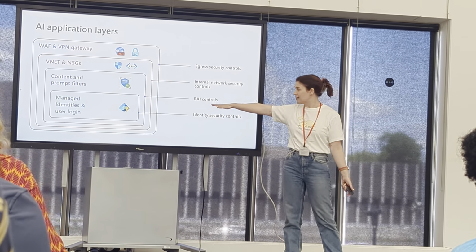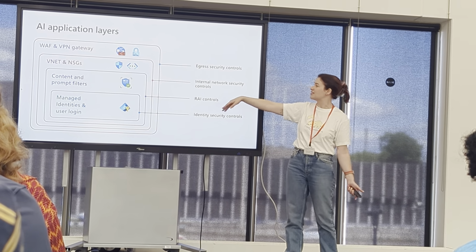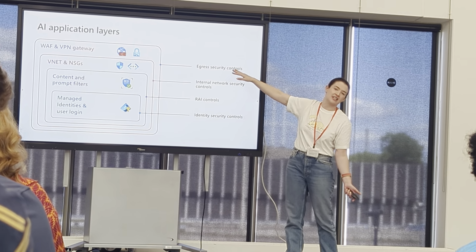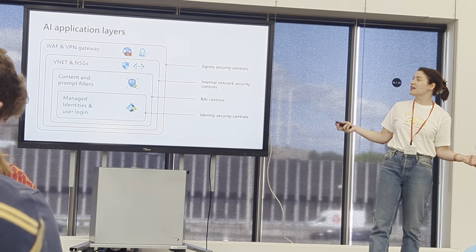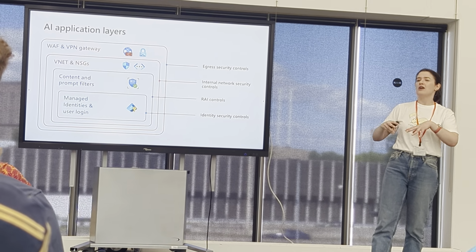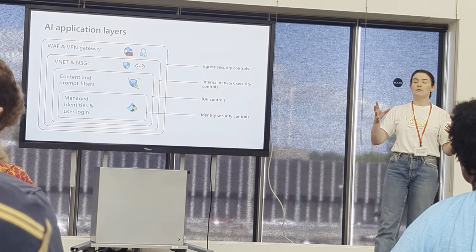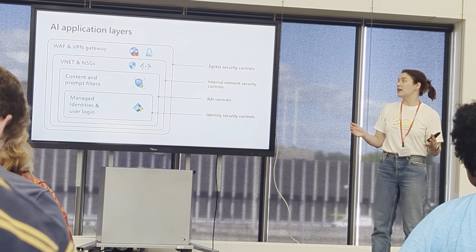In AI specifically, we've got our responsible AI, so our content and prompt filters. Then we've got network security controls, and then maybe we have egress out to the internet, depending on if your thing is public facing. We also have monitoring, and I'll show you later on. Monitoring would be if something got breached, because it happens, it does.